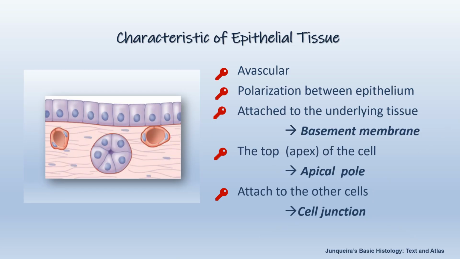This is the characteristic of epithelial tissue. Epithelial tissue is avascular, has polarization between epithelium, and is attached to the basement membrane. The top of the cell is called the apical cells, and the cells in the epithelial tissue have a cell junction to attach to other cells next to it. In this picture, you can see the red lines. The red lines are the basement membrane, and this is the apical of the cells. Between one cell and another cell, there are cell junctions.